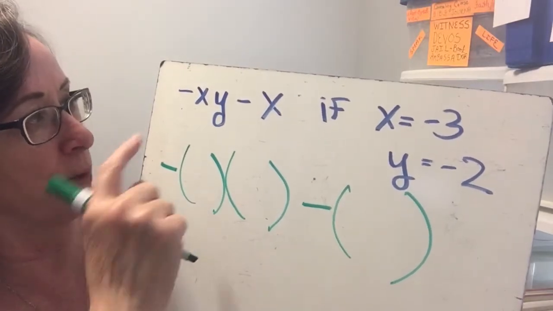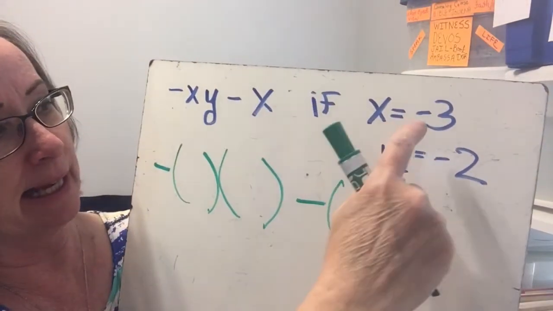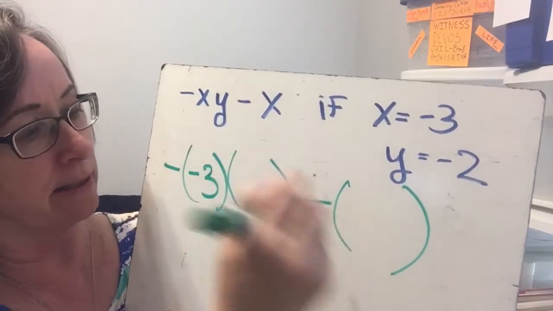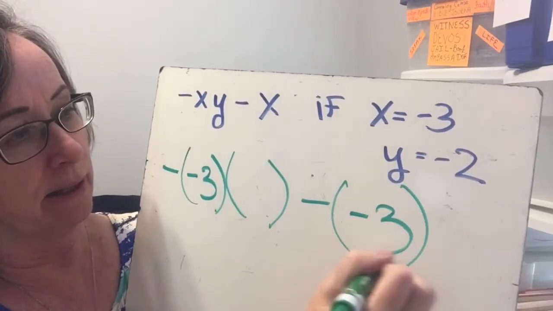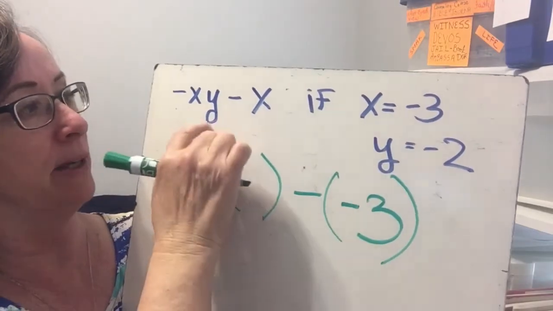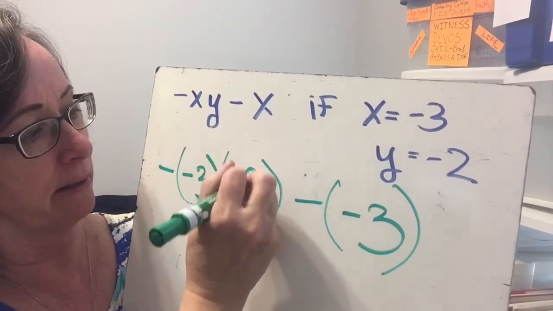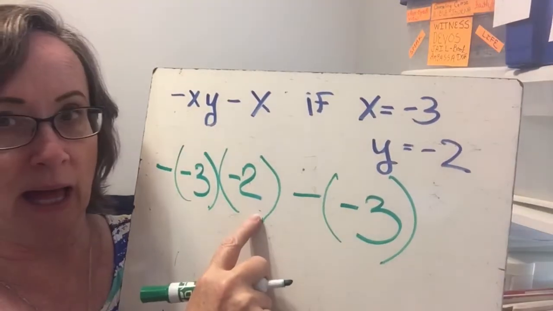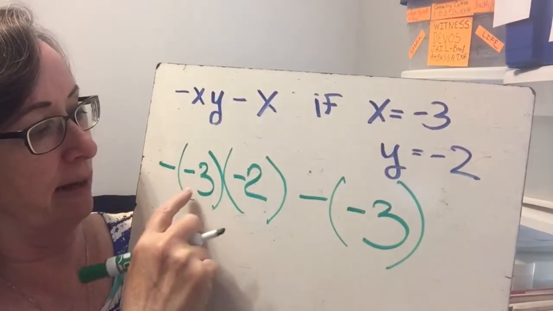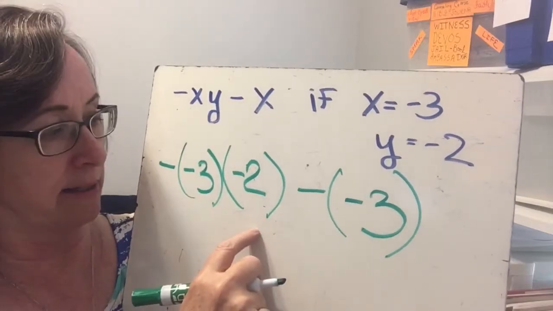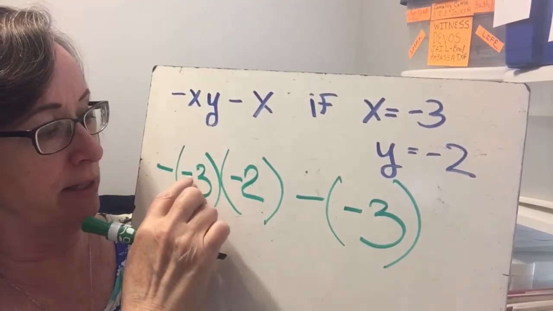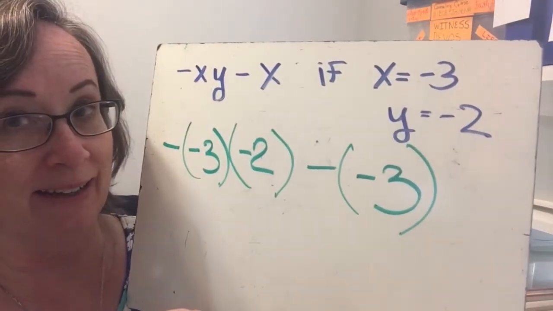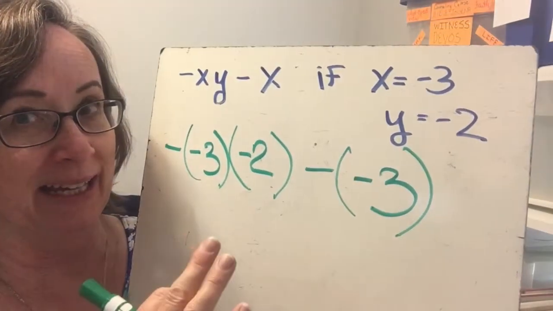So now we're going to say x is a negative 3, and x is the very front, and x is also the very last one. And then the y is a negative 2 right here. Okay, so now we're going to multiply. So negative 6. Okay, so we have 1, 2, 3 factors that are negative. Remember, odd is going to be negative.